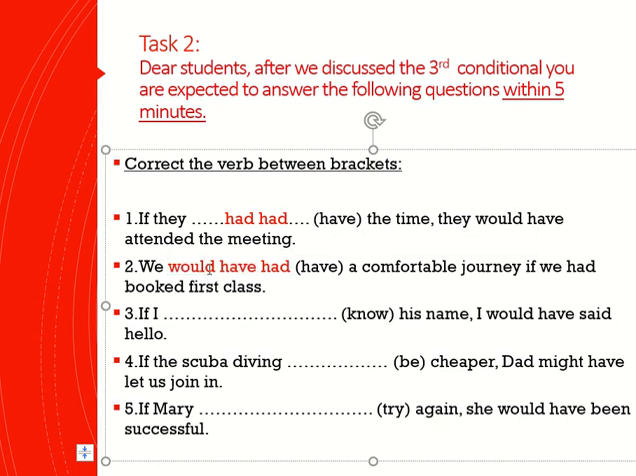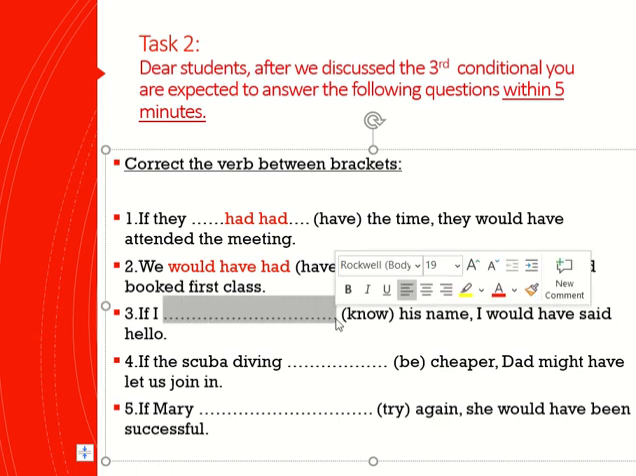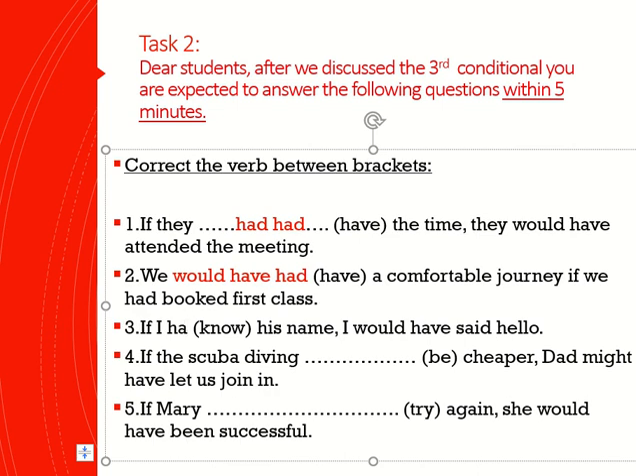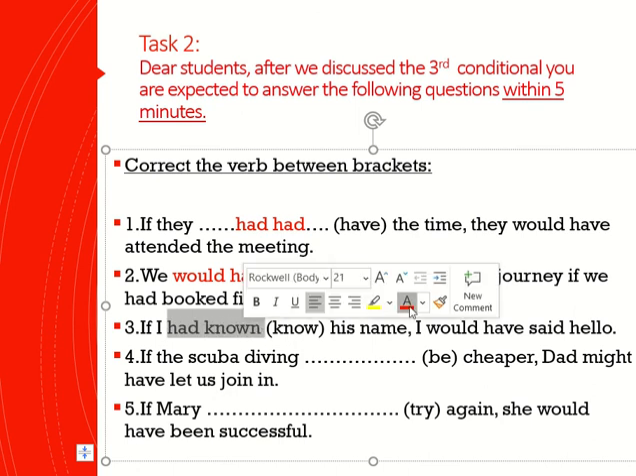The third sentence, if I know his name, I would have said hello. Here, in the first part, in the if clause part, we have to put what? Yes, had plus the verb 3. So if I had known his name, I would have said hello. I didn't know his name, so I didn't say hello to him.